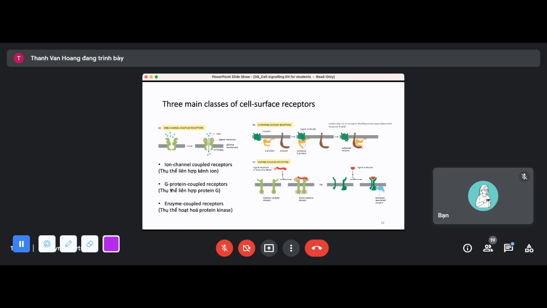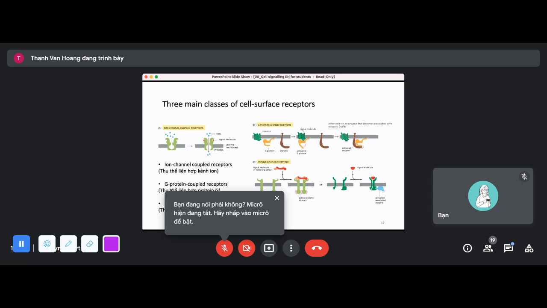Main classes of cell surface receptor. We have ion channel coupled receptors. The second type is the G protein coupled receptor. And the last class of the cell surface receptor is the enzyme coupled receptor. The actions and also the mechanisms to induce signals from the environment into the cells are different.